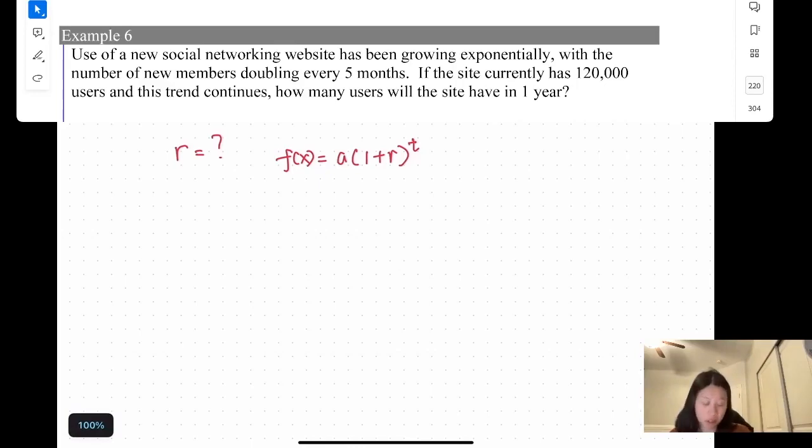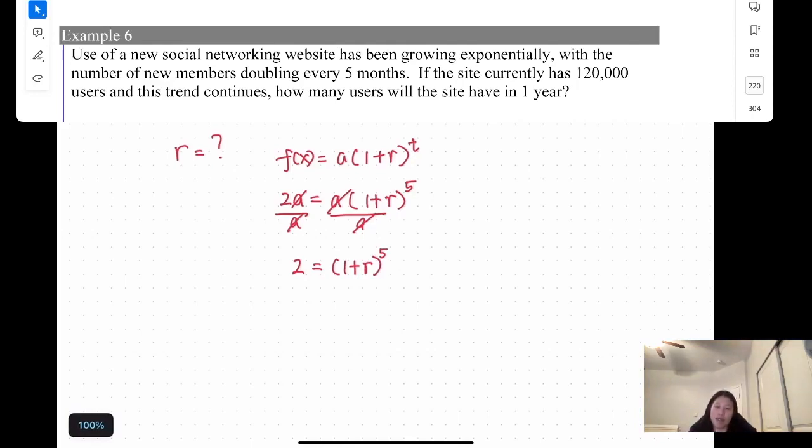So doubling means the output equals 2a when the time equals 5 months, and we're trying to solve that. First step, again, it doesn't matter what a is. We cancel it. We have 2 equals 1 plus r to the power of 5. So how can we solve this? Is this an exponential that we can convert to a logarithm function? No, because the variable is in the base. It's not in the exponent position. How do we do that?